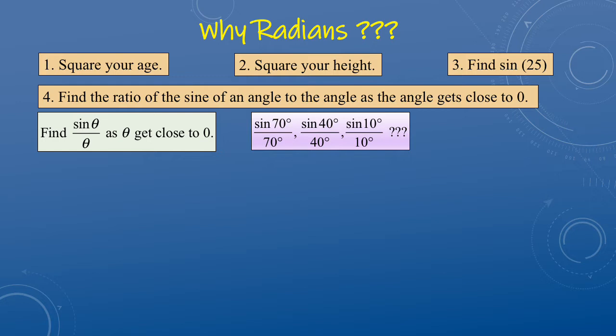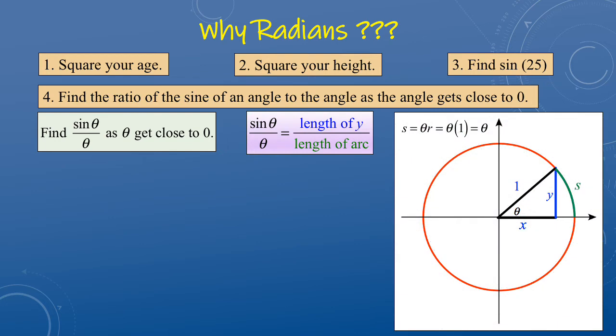Now, let's suppose that theta is measured in degrees. We are looking at sine of 70 degrees over 70 degrees, or sine of 40 degrees over 40 degrees, or sine of 10 degrees over 10 degrees. What do these mean? They have no meaning. The sine of 70 degrees is a number. How do you divide a number by 70 degrees? It is like taking the number 5 and dividing it by $10. You could take $10 and divide it by 5, but 5 over $10 has no meaning. So representing theta as an angle in degrees is meaningless.